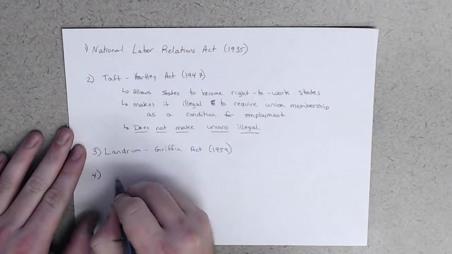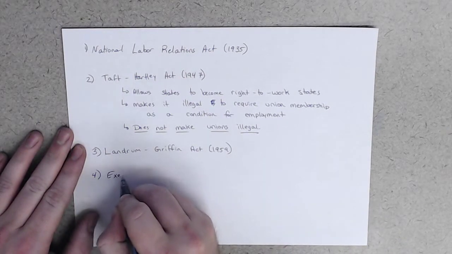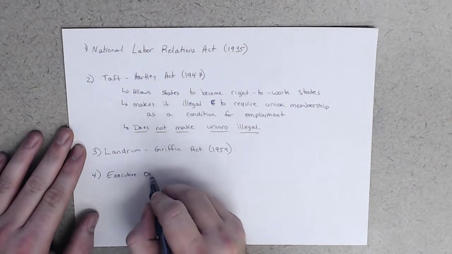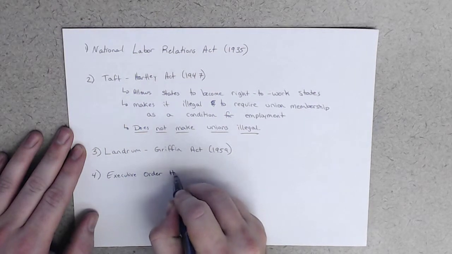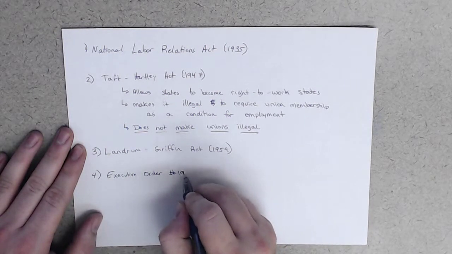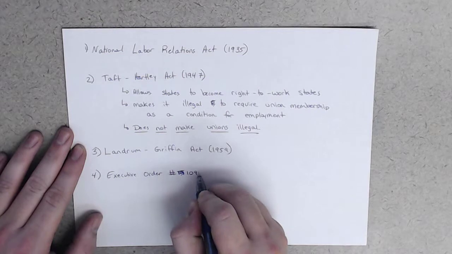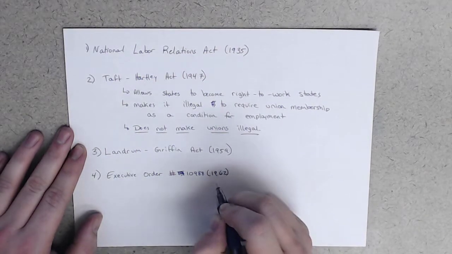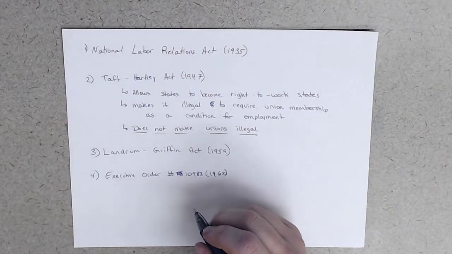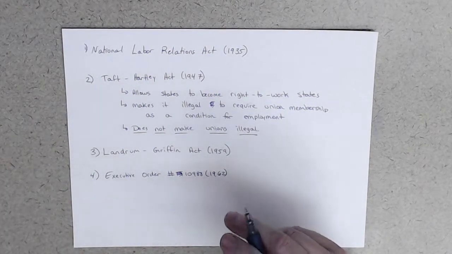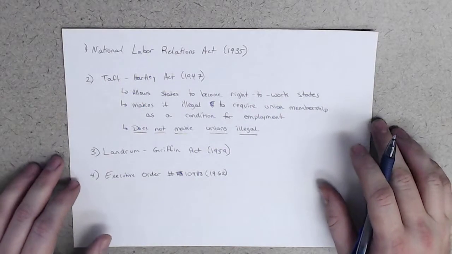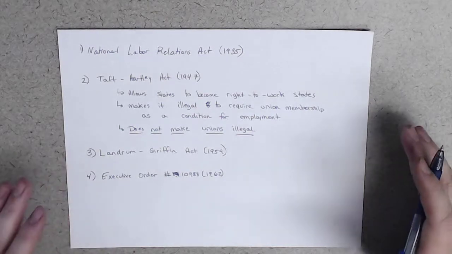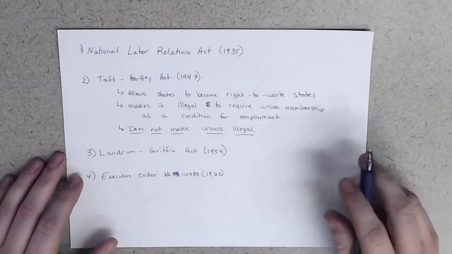And then the last one that I want to go over, there's lots of other laws, but the last one I want to go over is Executive Order number 10988, which was passed in 1962. Now, prior to this, government workers and all workers in the public sector were prohibited from unionizing. President Kennedy changed this by signing this executive order.